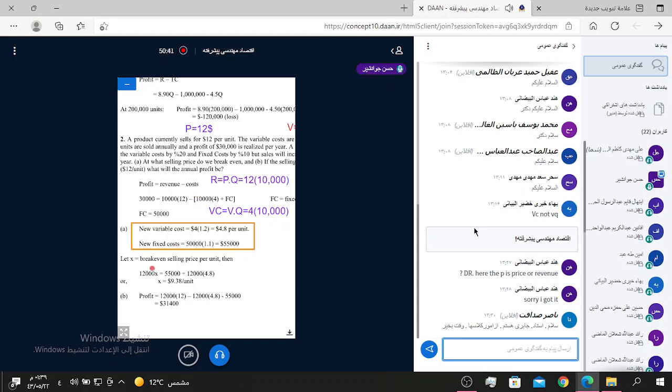Let X be the break-even selling price per unit. Then we can find this: revenues, fixed cost, variable cost. Now you can find X in break-even point: $9.38 per unit.